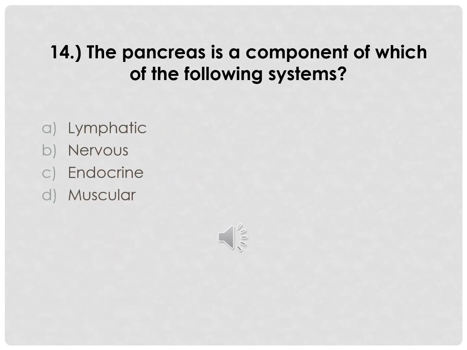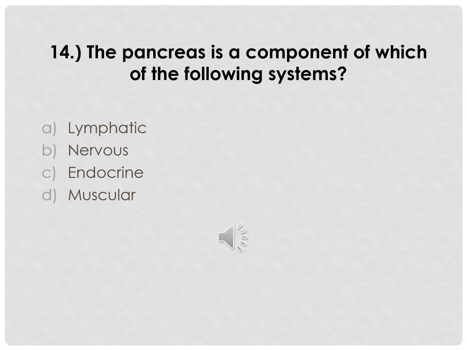The pancreas is a component of which of the following systems? So the main function of the pancreas is actually to produce digestive enzymes. 99% of the pancreatic cells produce digestive enzymes. However, we don't see digestive system in any of the answer choices. The other 1% of the pancreatic cells actually produce two hormones, one of which is insulin, which lowers blood sugar, and the other is glucagon, which raises blood sugar.